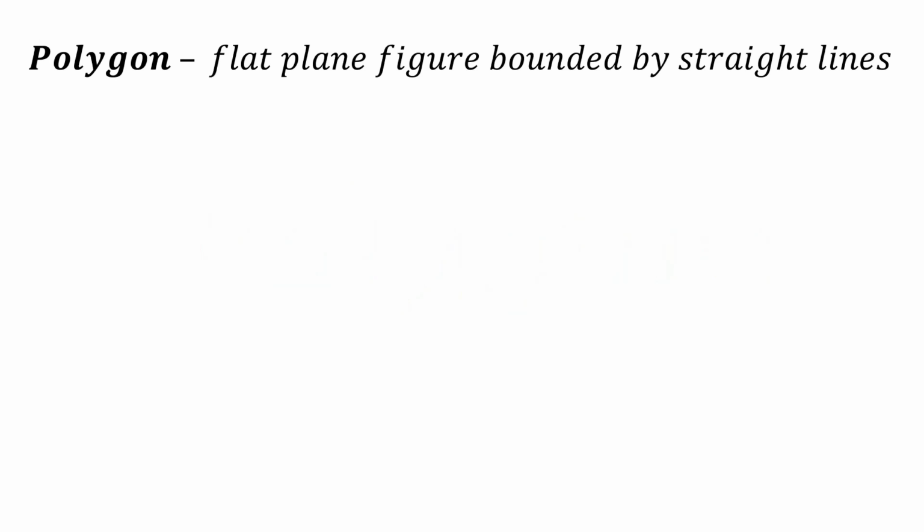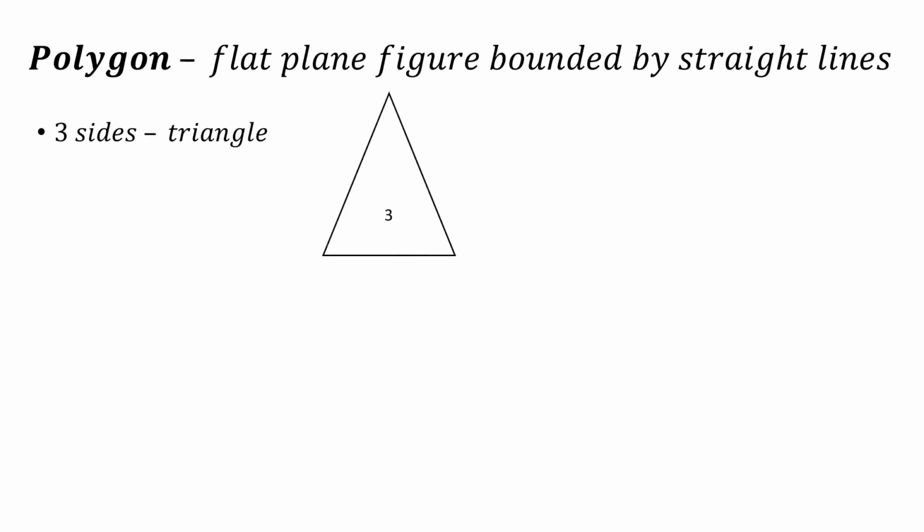Hi everyone, today we are going to talk about polygons. So let's see what that is. A polygon is a flat plane figure bounded by straight lines. Depending on the number of straight lines, a polygon will have different names, right? When the polygon has three lines or three sides, we call it a triangle, right? You can see the flat plane figure bounded by straight lines.